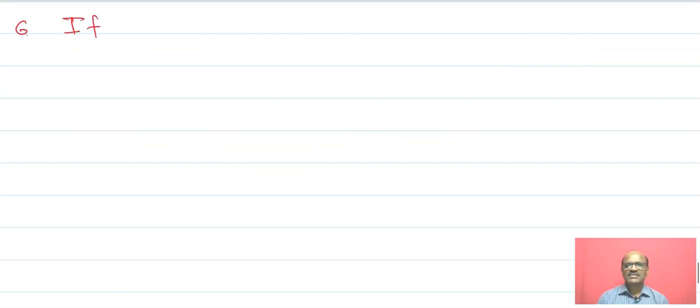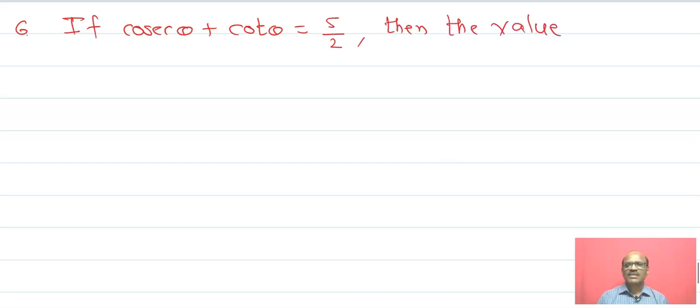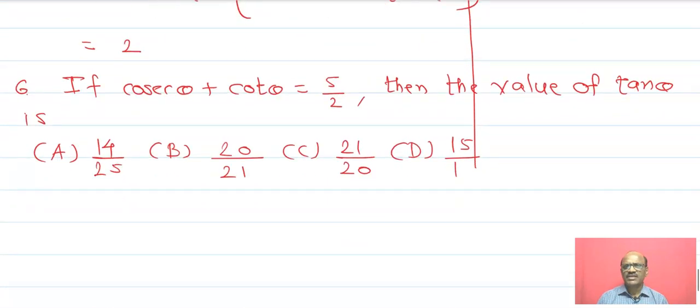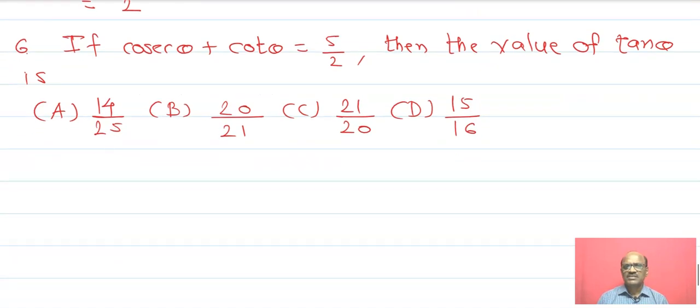Next is 6. If cosec theta plus cot theta is equal to 5 by 2, then the value of tan theta is: A, 14 upon 25, B, 20 upon 21, C, 21 upon 20, and D, 15 upon 16.